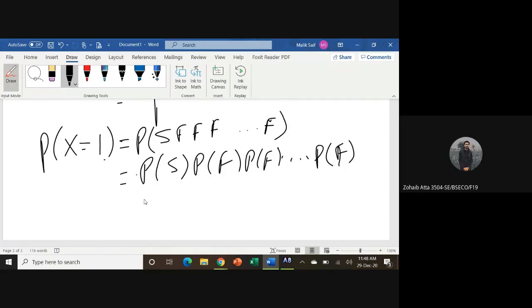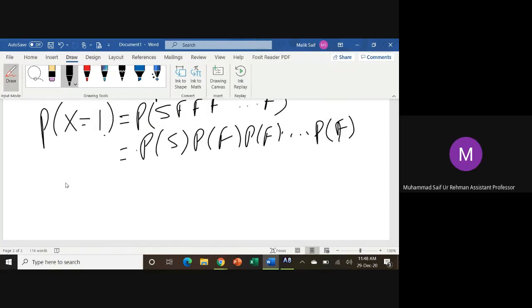Excuse me sir. Yes. Sir, here the probability of X means success? Yes, probability of S means probability of success. X is equal to 1 means the number of successes. How many successes are there? Only one. If there are n trials, out of n trials there is only one success, and the remaining are all failures. Sir, if we want to show the failure, what will we do for that?